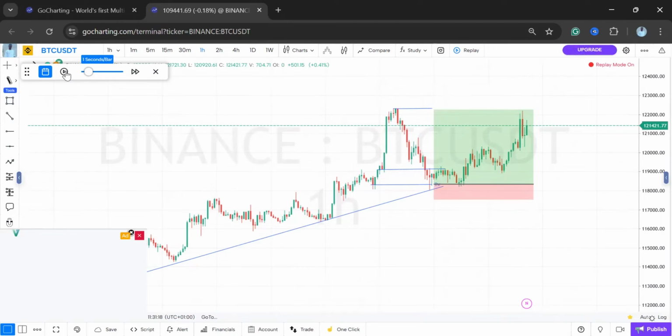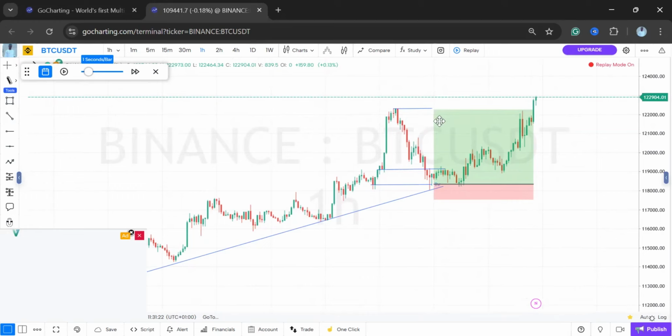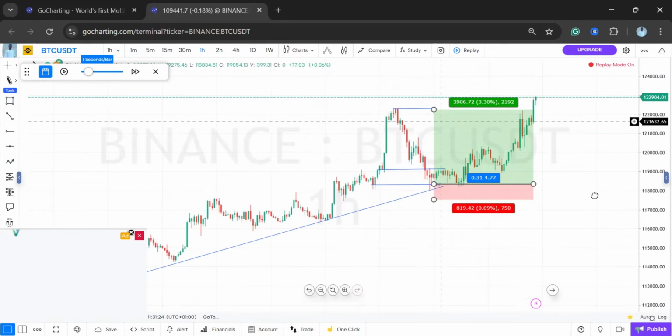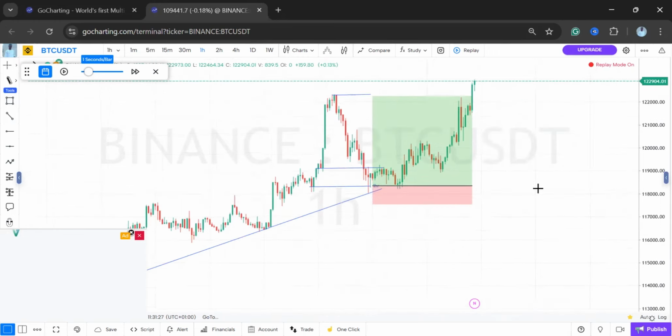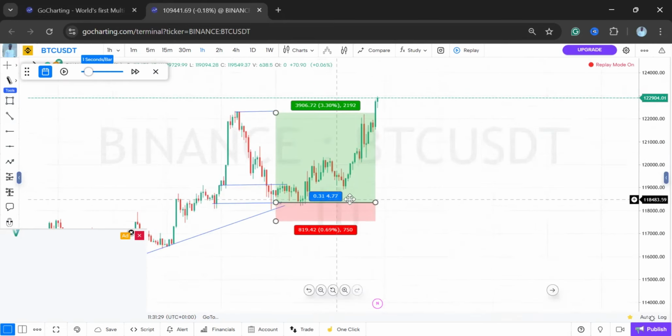TP smashed. This is 390 pips. Can see how it has smashed our TP. So that's it. Can see this is like risking how many? This is how many? One is to 4 risk to reward.